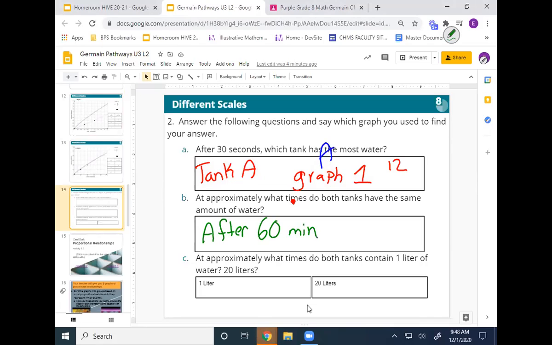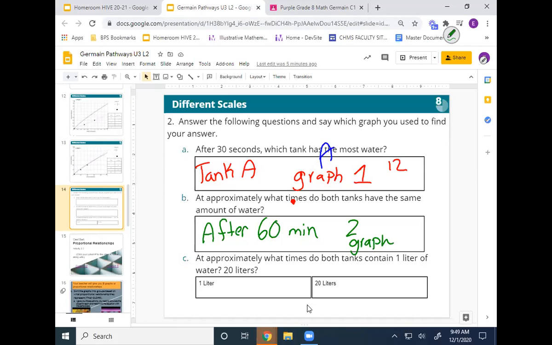And which graph did we have to use to help us find that? Graph 1 or graph 2? Nice job, Tiffany. It's going to be graph number 2, right? Because we had to look at that zoomed out graph to see where they're going to meet again, and it hits right at that graph number 2 at that 60 minutes. Good.